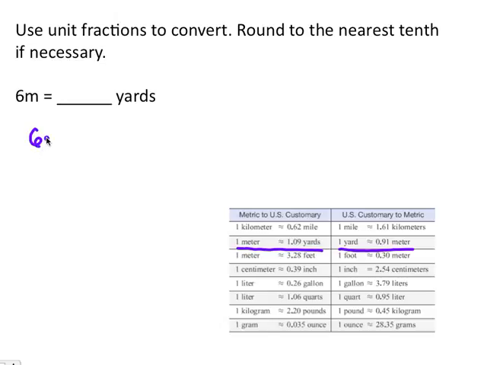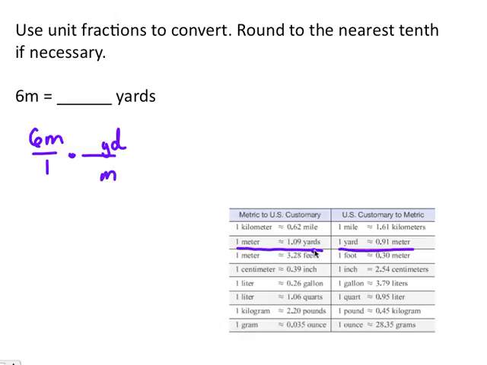So for unit fractions, remember you take the measurement that they give you, 6 meters, put it over 1, and we want to multiply that by a new fraction that has meters on the bottom and yards on top. That way these meters are going to cross cancel.